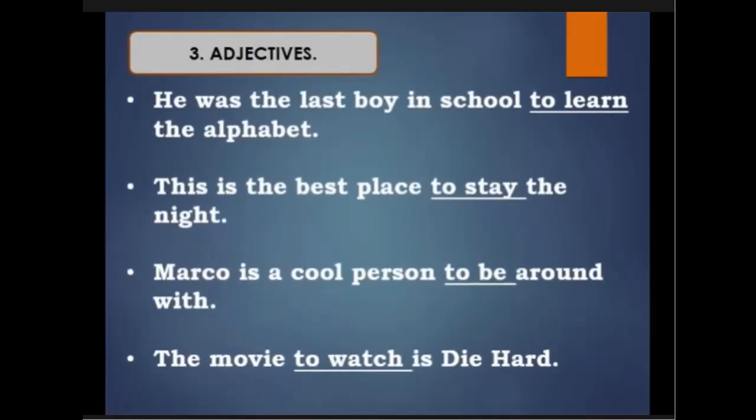This is the best place to stay the night. So you have to ask who, or in this case, what, to stay: this place. Marco is a cool person to be around. To be around who? Marco. The movie to watch is Die Hard. To watch what? The movie Die Hard.